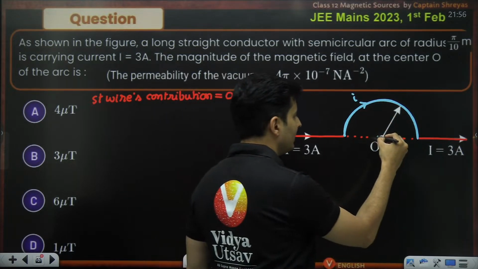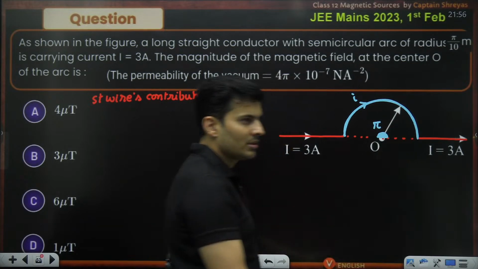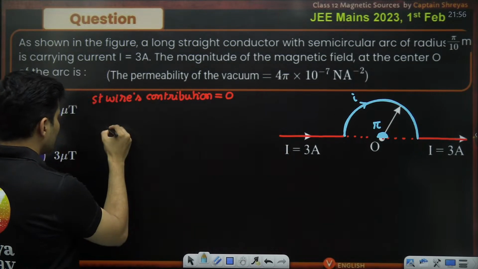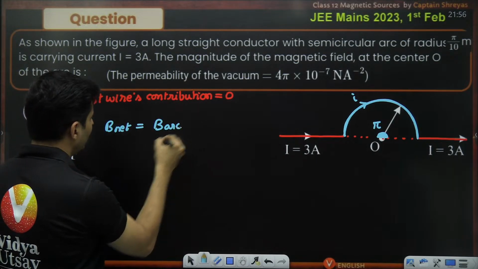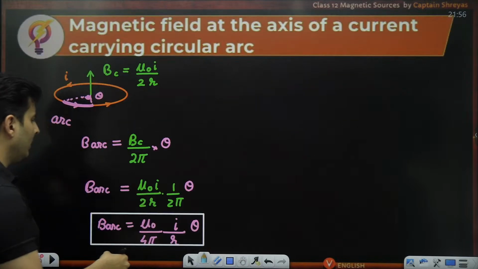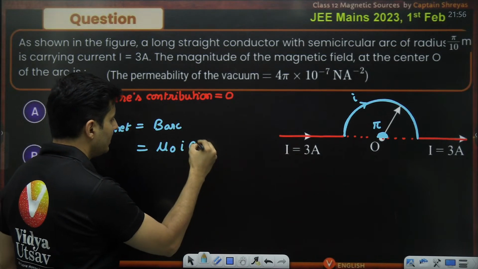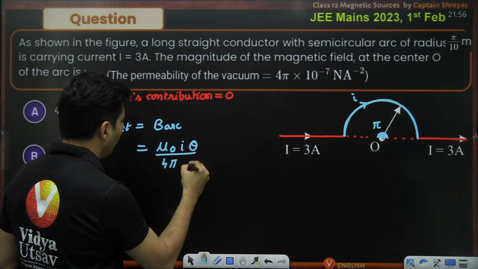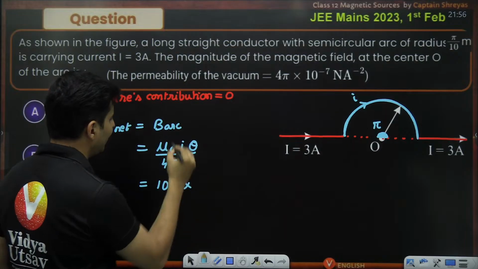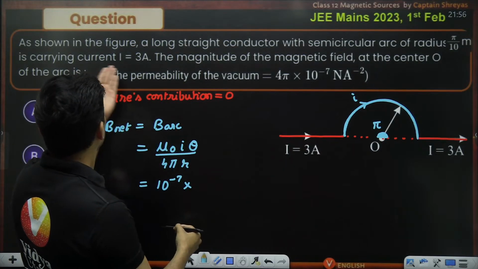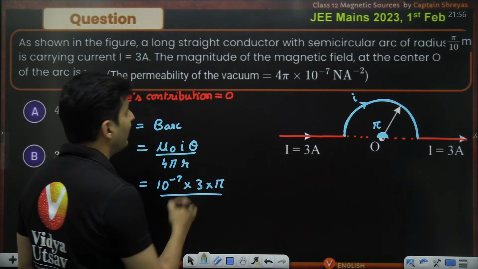How much angle does it subtend at the center? It's a semicircle, so it will be pi radian, of course. So that's the angle. The net magnetic field will be the magnetic field due to the arc, and I just gave you that formula, mu naught I theta by 4 pi r. So mu naught by 4 pi is 10 to the power minus 7. The current is 3 amperes. Theta is pi. Whole thing divided by r.